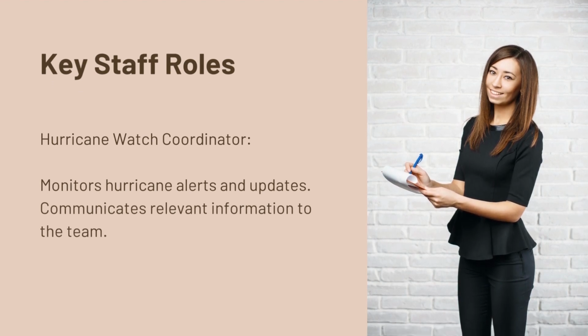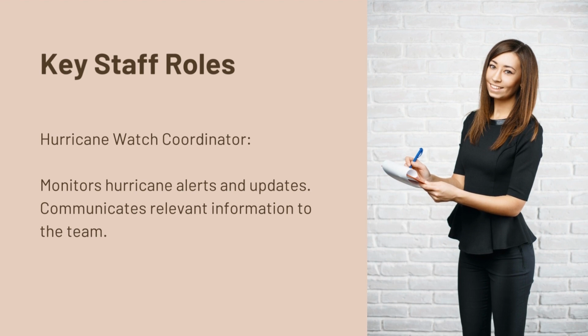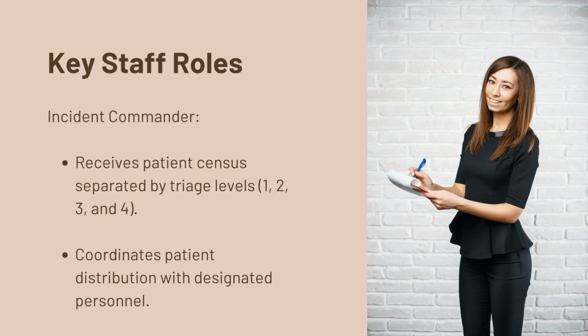During emergencies, various staff members play critical roles. Understanding these roles is crucial for effective response in patient care. Key staff roles: Hurricane Watch Coordinator monitors hurricane alerts and updates, and communicates relevant information to the team. Incident Commander receives patient census separated by triage level 1, 2, 3, and 4. Coordinates patient distribution with designated personnel.